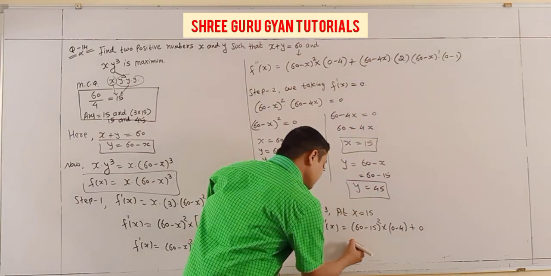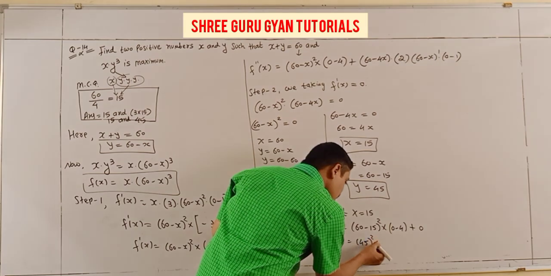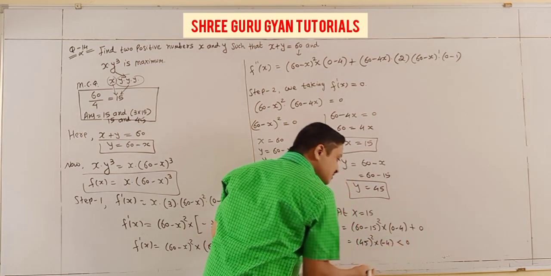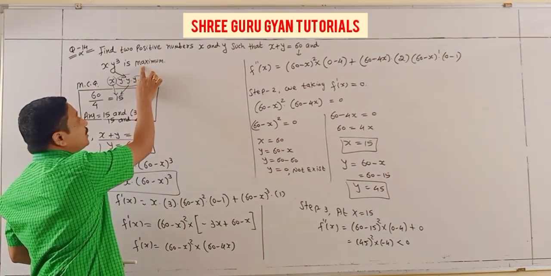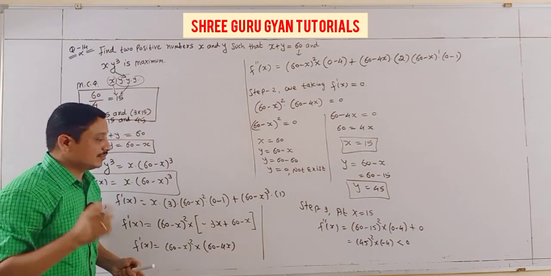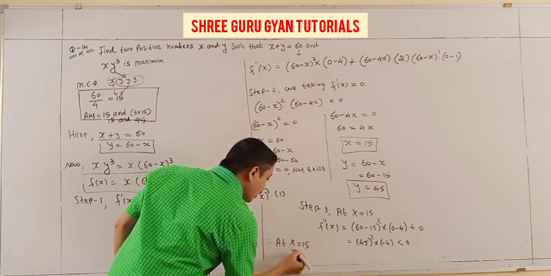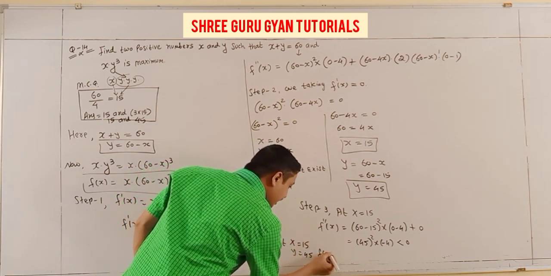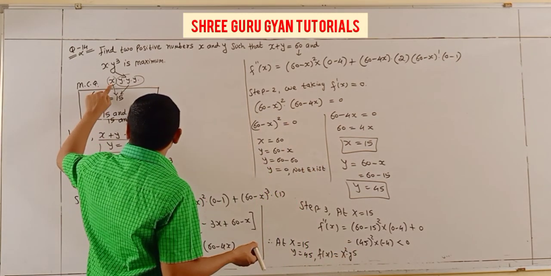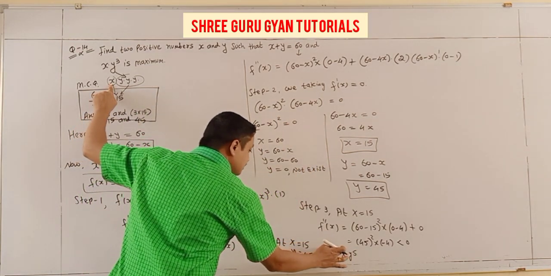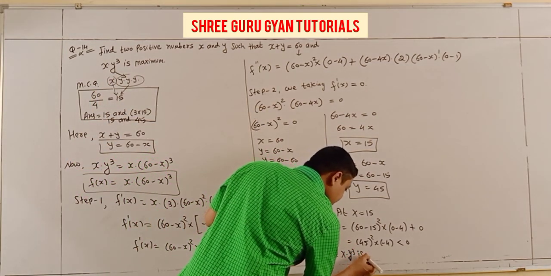Means my answer is what? Here the answer is 60 minus 15, 45 square into minus 4, definitely less than 0. It means this function of x has its maximum value. Therefore, at x is 15, y is 45, f(x) equals x square y cubed, is maximum.